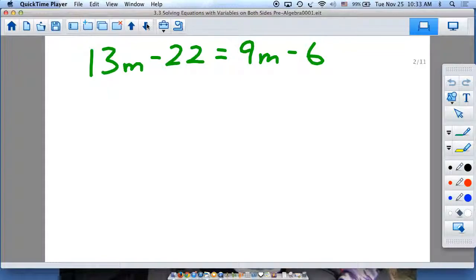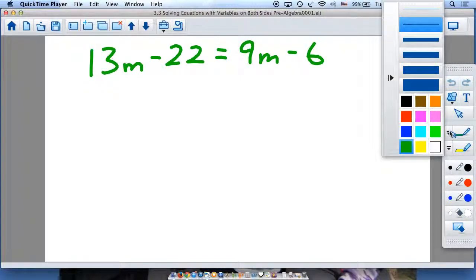Okay. So if we look at this equation, 13m minus 22 equals 9m minus 6. We need to get the constants together, so that means the numbers without the variables, and we need to get the numbers with the variables together. We could start this problem in 4 different ways. I personally like to get my variables together first.